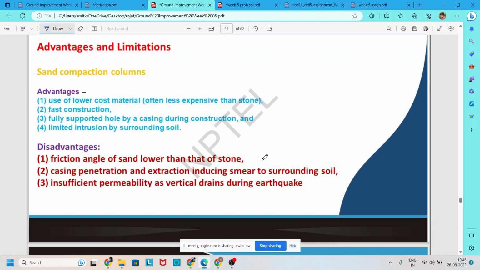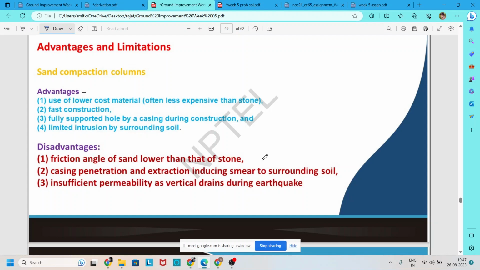But there are some disadvantages. We can say this disadvantage is based on relativeness, relative to other techniques. The friction angle of sand is lower than the stone column. So stone takes greater load, that means greater shear strength. That means they take greater load than the sand. So this is one of the disadvantages of the sand compaction column.